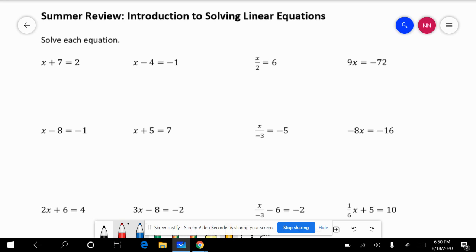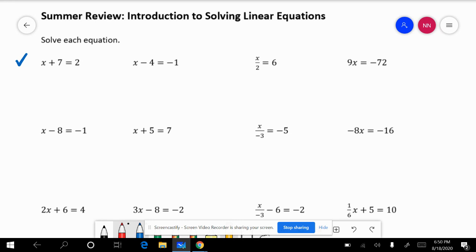We're going to be solving linear equations, and this is just an introduction. So we're going to be looking at one-step equations and two-step equations. Now for the one-step equation, just like it sounds like, we have one step. So the first one is a one-step.